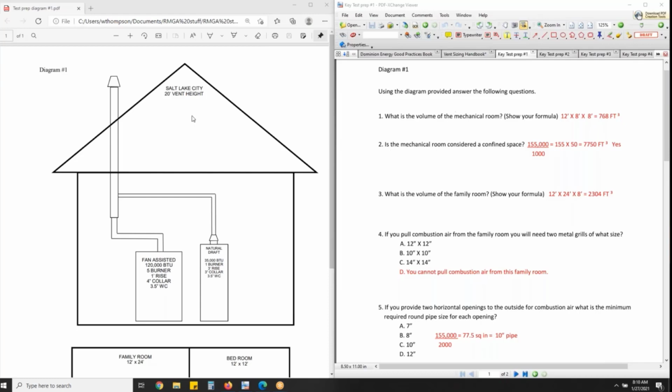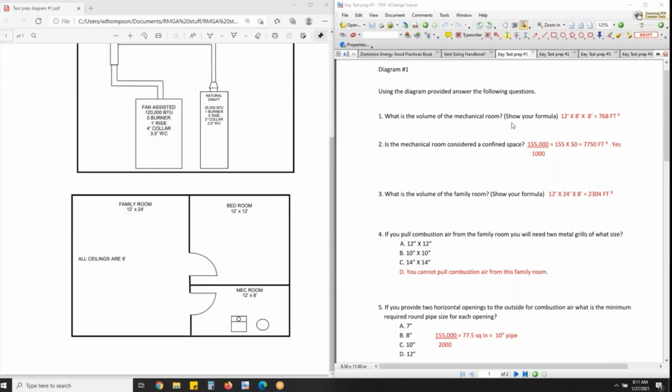Okay, so we're going to start with diagram number 1 and the questions associated with it. So first one, what is the volume of the mechanical room? Show your formula. 12 by 8 by 8, 768 cubic feet, correct?